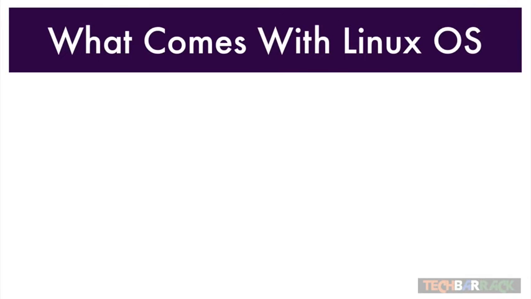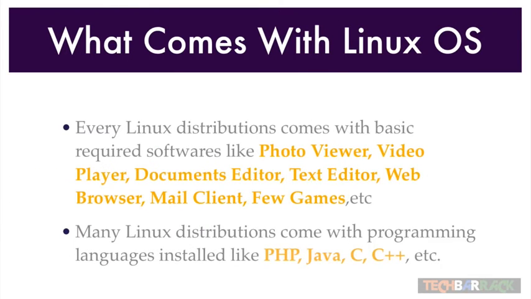Now what comes with the Linux OS? Every Linux distribution comes with basic required software like a photo viewer, video player, documents editor, text editor, web browser, mail client, and a few games, and many other applications which are required for daily usage. Many Linux distributions also come with programming languages installed, and they may include PHP, Java, C, C++, etc. So that's what comes with Linux operating systems.